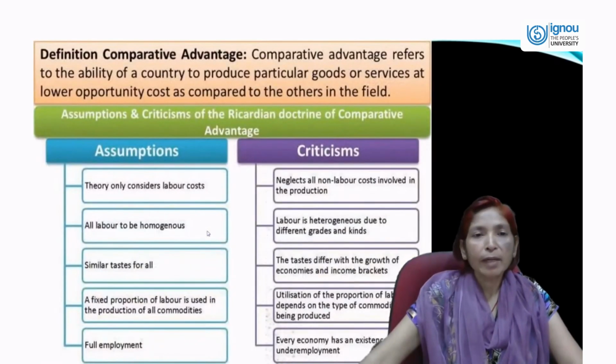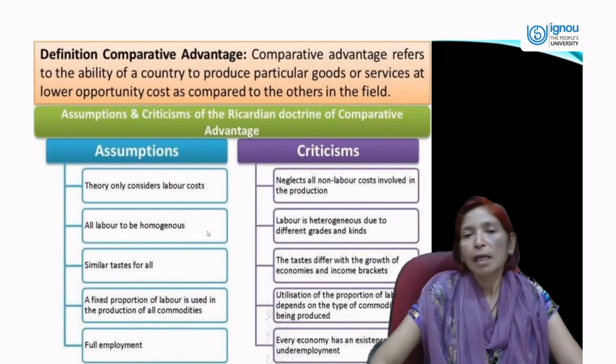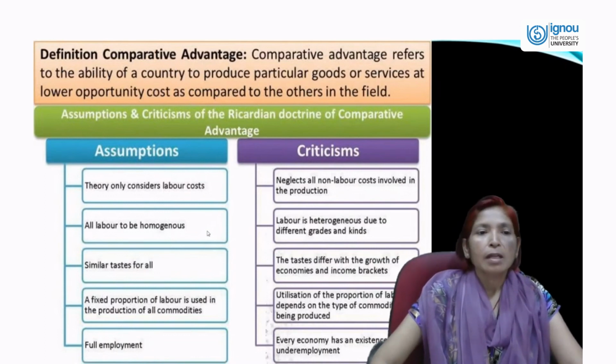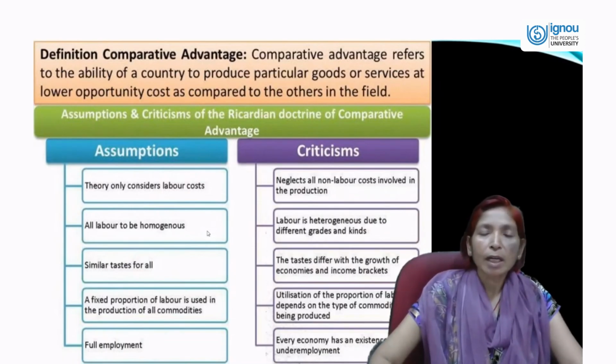The definition of comparative advantage refers to the ability of a country to produce both commodities, or particular goods and services, at a lower opportunity cost as compared to the other in the field. Here are some assumptions and criticisms of comparative cost advantage, which was developed by Ricardo. Here it is explained what the assumptions of this comparative cost advantage theory are.